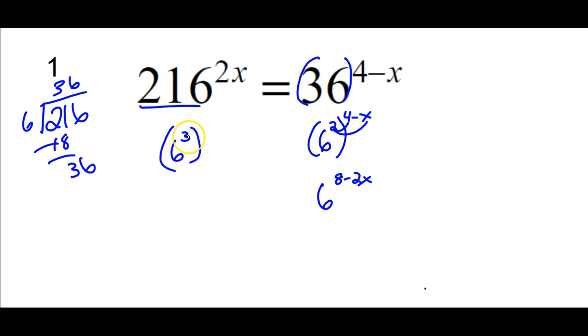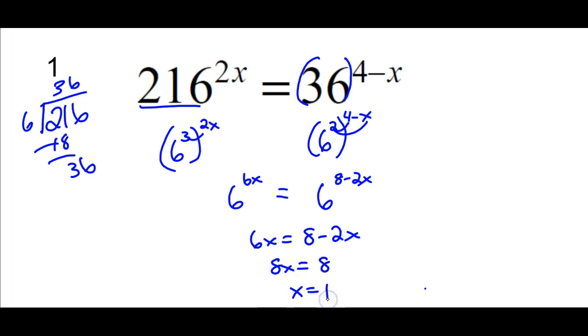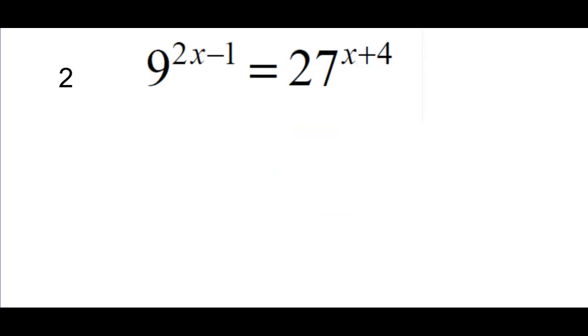And so this is like saying 6 to the third raised to the 2x. And once again, I'll multiply those powers, and I'll get 6 to the 6x equals 6 to the 8 minus 2x. Now that I've got the bases equal, I can set the exponents equal. And then I'll get x equal to 1. Okay. Now, try the next one on your own. This is number 2 here. See if you can get these to the same base.